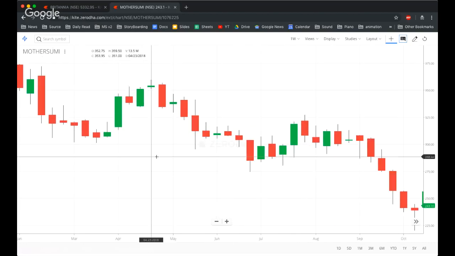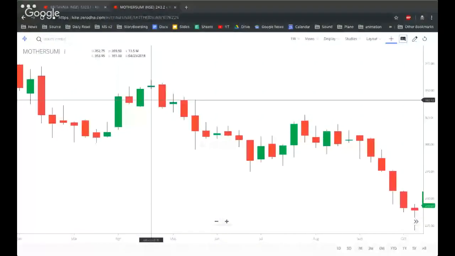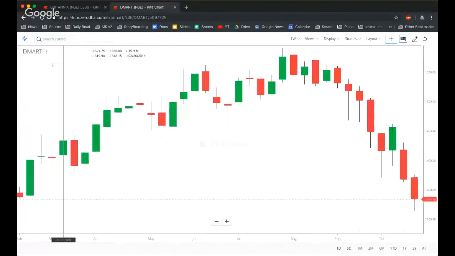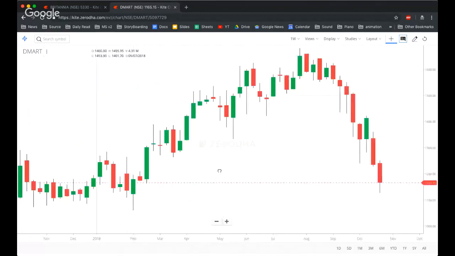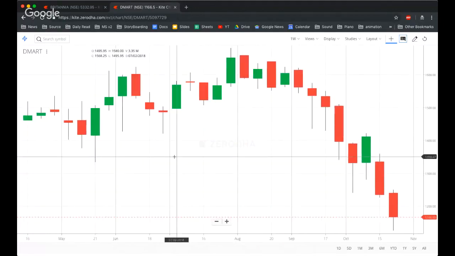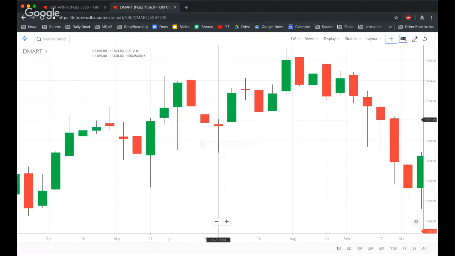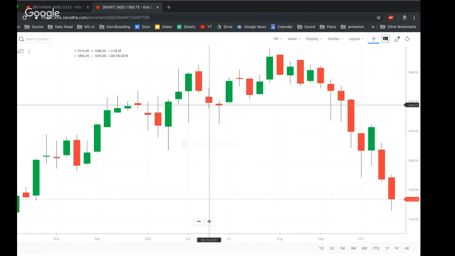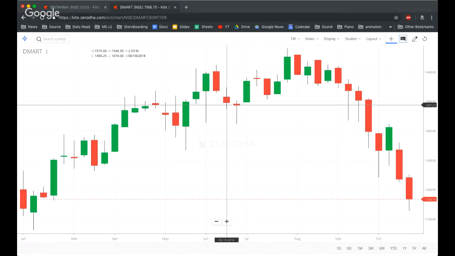Let me see one more example. I think most of you have understood this. Let's look at DMart. So DMart NSC, we have, okay, here it is. So we have a hammer here. Does everyone agree that this is in fact a hammer right here? If you agree, just say, yes, I agree. And I know that everyone agrees that this is a hammer.